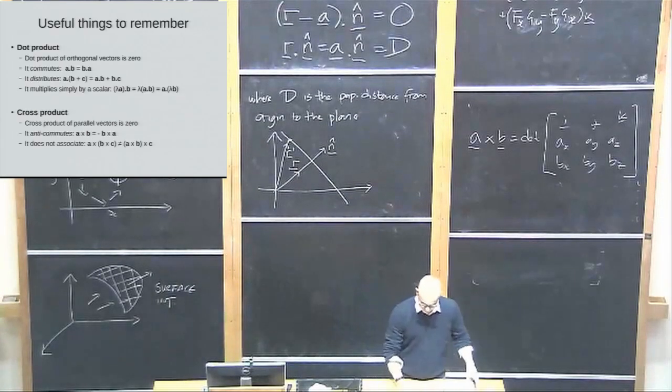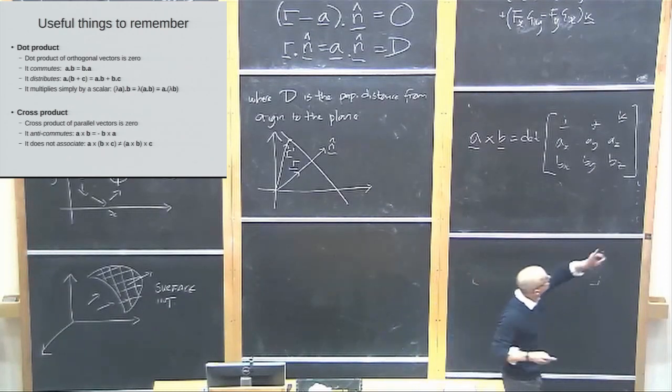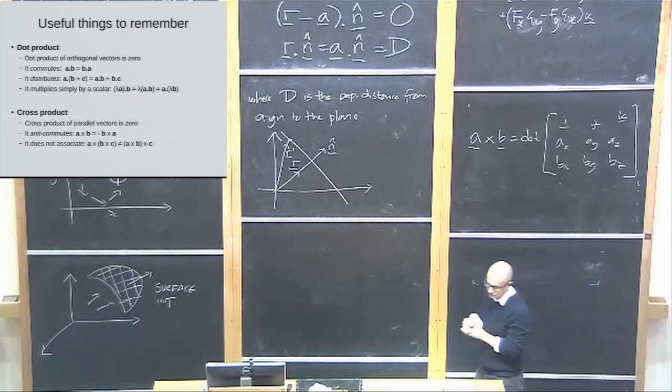Okay. So these are useful things to remember. I said all of this. The thing I didn't write on the board is also the fact that the cross product does not associate, okay? So A cross B cross C in brackets is not the same as A cross B in brackets cross C.